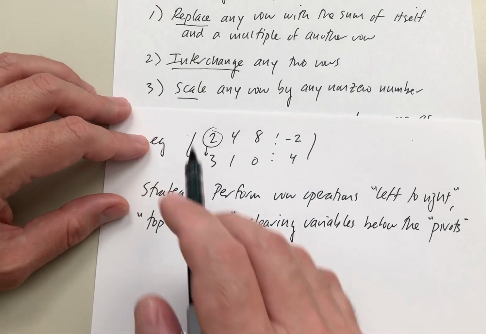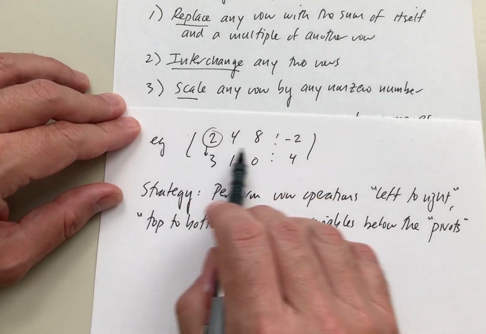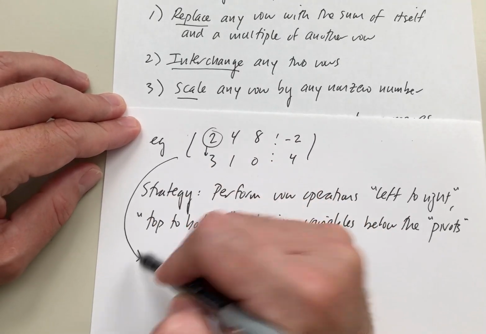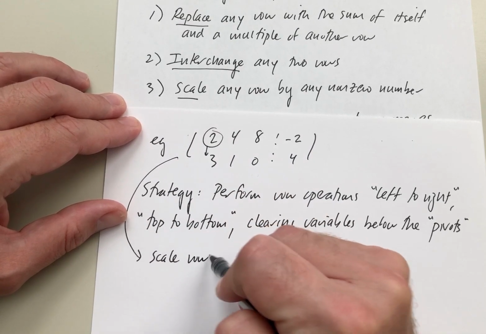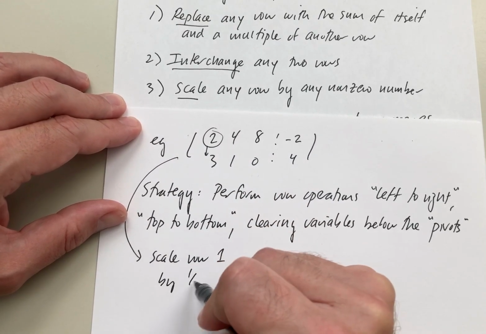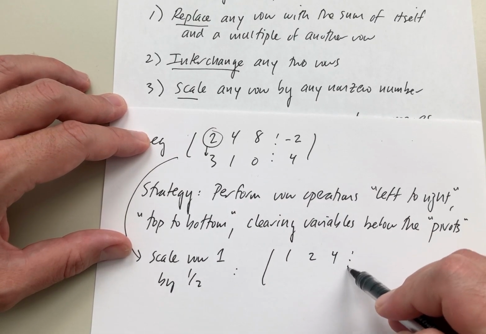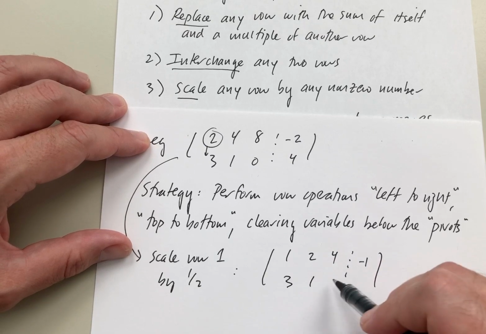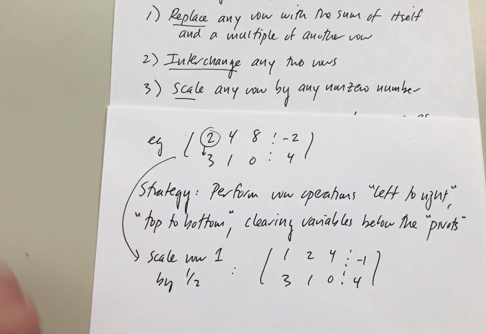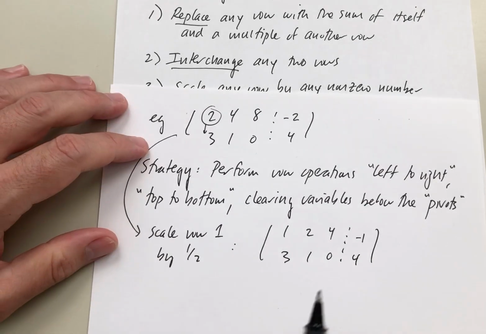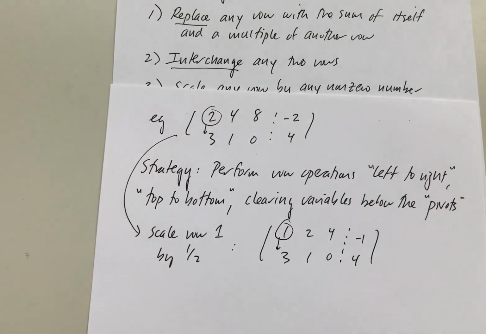So let me just show you that I can actually use my row operation 3 to make my life a little bit easier. I notice that all the entries in row 1 are multiples of 2. So what I want to first do is scale row 1 by 1/2. Okay, so what that gives me is 1, 2, 4, minus 1, 3, 1, 0, 4. Okay, so again, I didn't touch row 2. I just scaled everything in the first row by 1/2. That doesn't change the solution set.